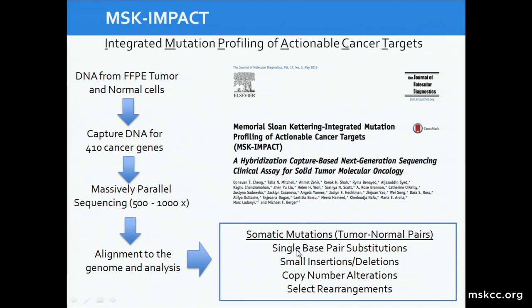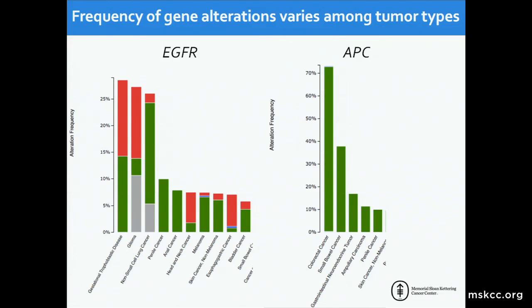But it does give you information about single base pair substitutions, small insertions, deletions, copy number alterations, and select rearrangements in now 468 genes. And so I don't have to tell you that the frequency of these gene alterations varies among tumor types. For example, EGFR mutations, here in green, are much more common in non-small cell lung cancer. You don't really see them in colon cancer. Conversely, APC mutations are very common in colon cancer, but you don't really see them in many lung cancers.